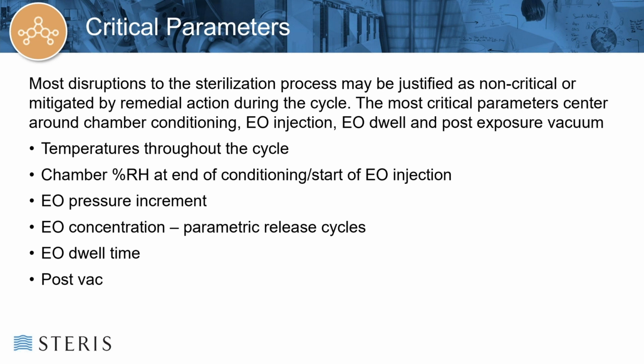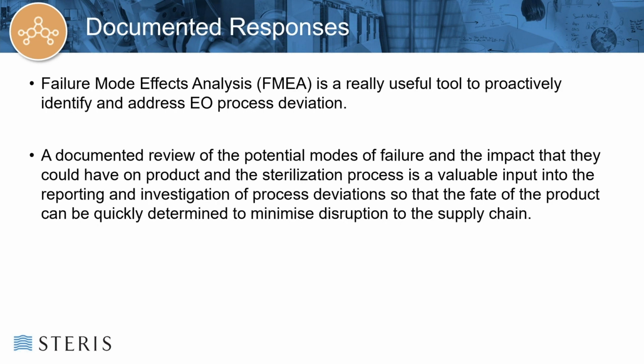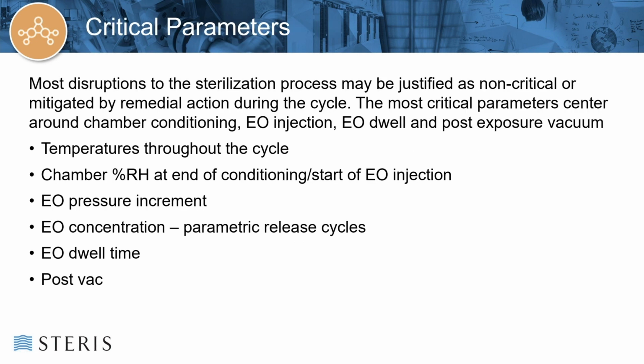So most of the disruptions that occur during a sterilization process may be justified as non-critical. For example, if you have too many washes on the backside, is that a bad thing, or can it be justified? It's not critical to the lethality, but it may be critical to other things such as your packaging or product function. So the most critical parameters are around temperatures, relative humidity at the end of conditioning and then stepping into the start of EO injection, the EO pressure increments, the concentration, and again, that's applicable to parametric cycles. Your chamber RH at the end of conditioning is also in association with parametric. Your dwell time, and then your post-evacuation times and depths of vacuum.